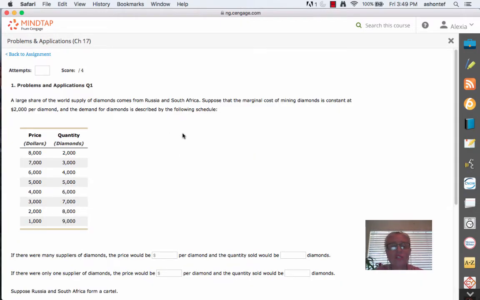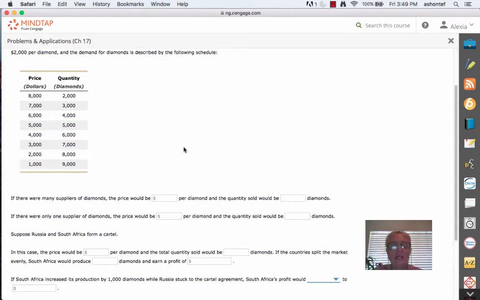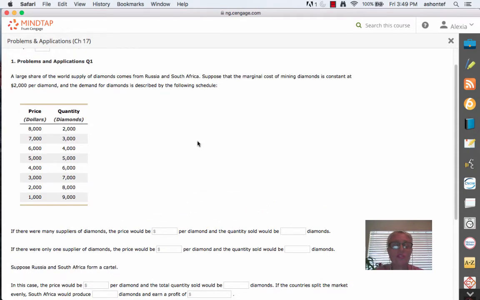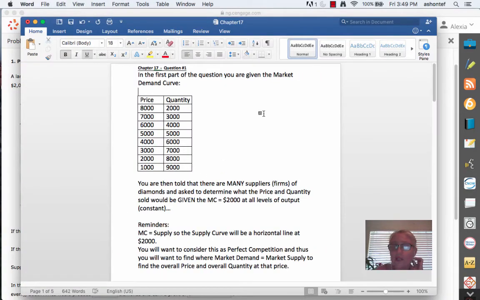All right, so question number 1 doesn't actually look too long and cumbersome, but there's actually quite a lot to this question. So what I'm going to do is pull up the Word document and go over a few things. In the first part of this question, you're given the market demand curve in a table form. Remember, market demand is just, at some price, what's the quantity being demanded. So at these different price levels, the quantity demanded will be different.